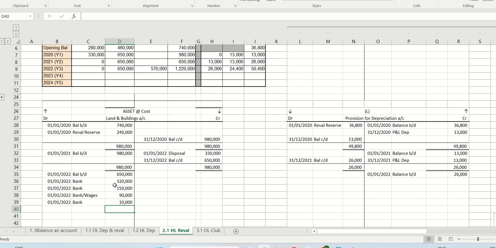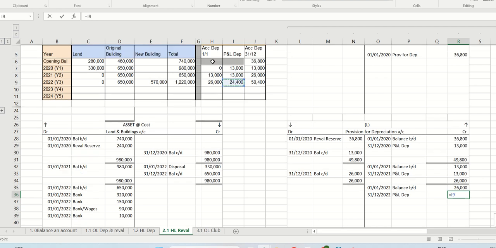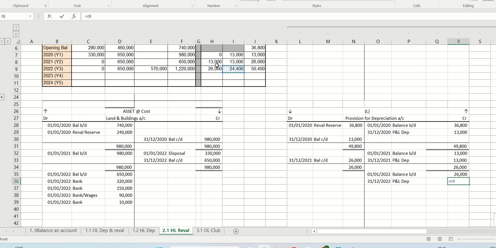So perform additions is done. Perform disposals, there weren't any. Enter our depreciation for the year, 31/12/22. P&L dep. Take the number from the table, 24,400 from column F in the table. Every time your P&L number is coming from there. And we are ready to balance for the year.